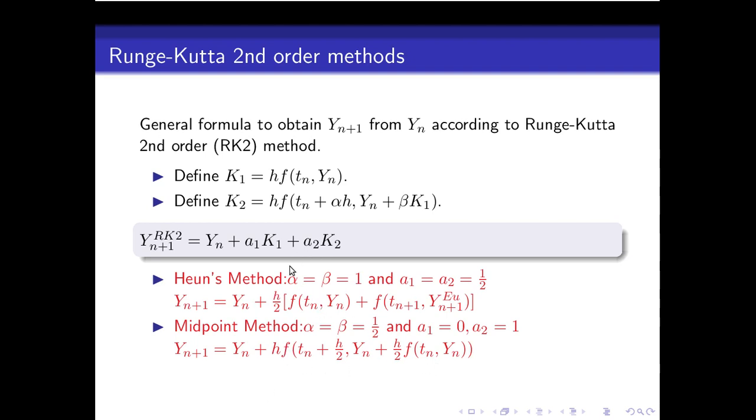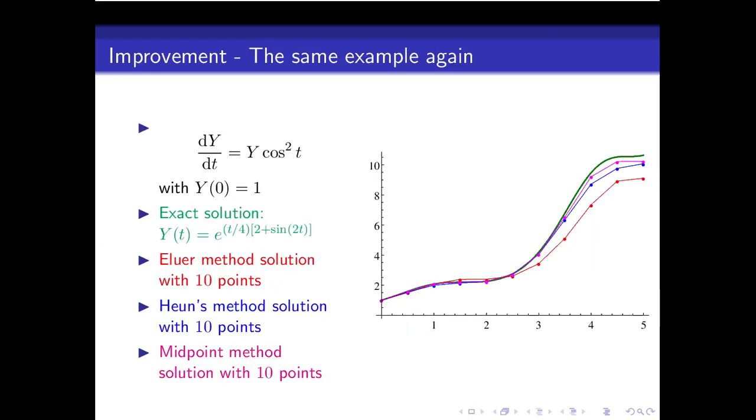We'll see these two cases in detail shortly, but this is just to emphasize that Heun's method and midpoint method are just special cases of this general formula. So let us go back to the same example again, that is dy/dt equals y cos squared t with y0 equal to 1, and the exact solution was y(t) equals e to the power t by 4 into 2 plus sine 2t. So this green curve is the exact solution.